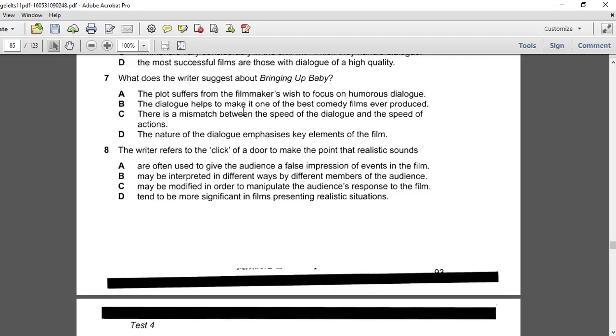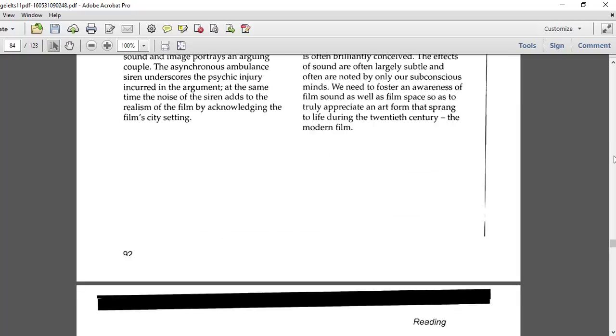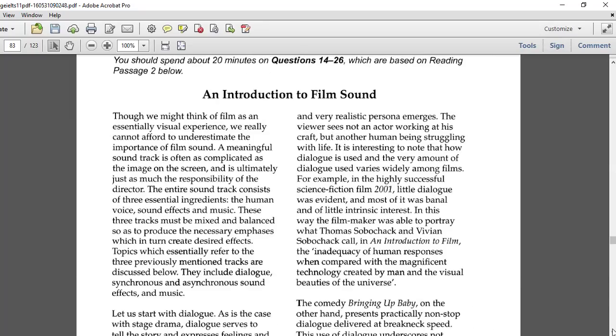Number 17. What does the writer suggest about Bringing Up Baby? I think it's a movie because it's in italics. Their plot suffers from the filmmaker's wish. The dialogue helps. There is a mismatch between the speed of the dialogue and the nature of the dialogue. Okay, let's get back and look for Bringing Up Baby. We stopped at paragraph 4.